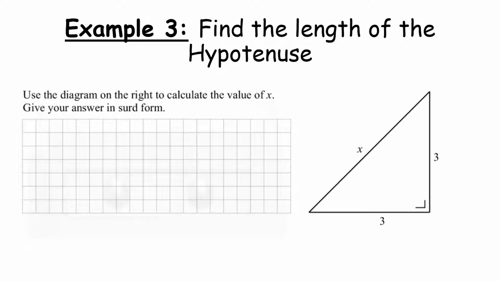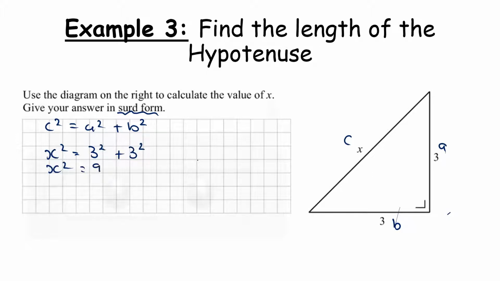Use the diagram on the right to calculate a value for x. Give your answer in surd form. So that's important. That's working with our square roots. So first thing I'm going to do, I label my triangle CAB. I then write down my formula, which is c squared equals a squared plus b squared, which is x squared is equal to 3 squared plus 3 squared. X squared is equal to 9 plus 9. X squared is equal to 18. X is equal to the square root of 18.